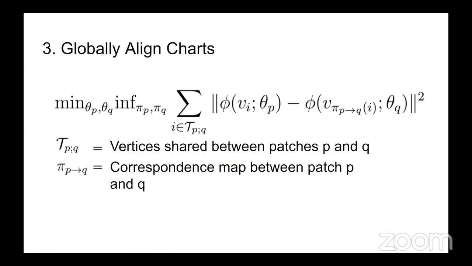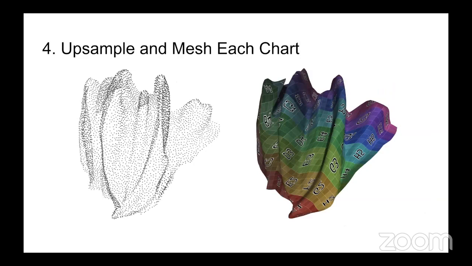Using these correspondences, we do a global fitting phase, which encourages the charts to agree on overlapping regions. Finally, we use the charts to generate a dense point cloud, which can be meshed using off-the-shelf techniques such as Poisson surface reconstruction.